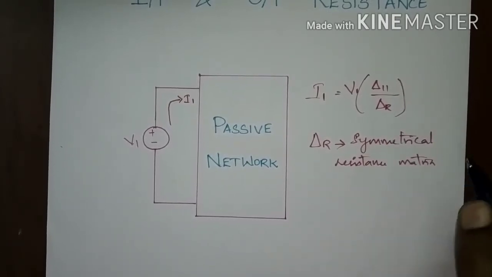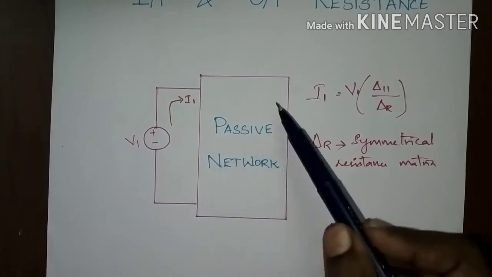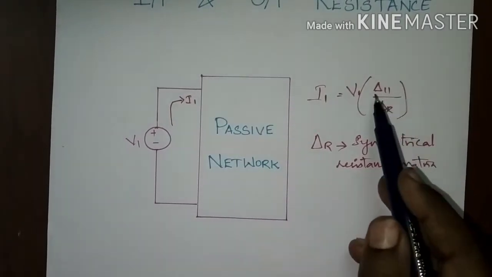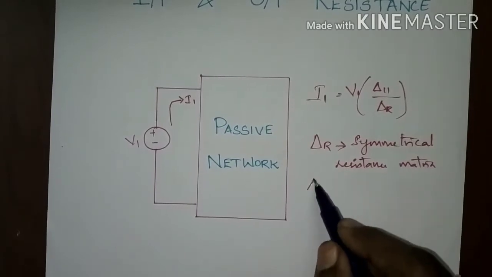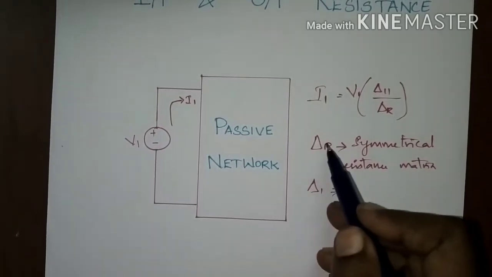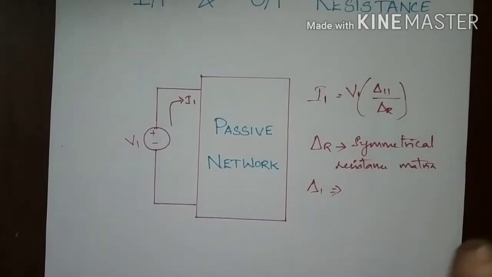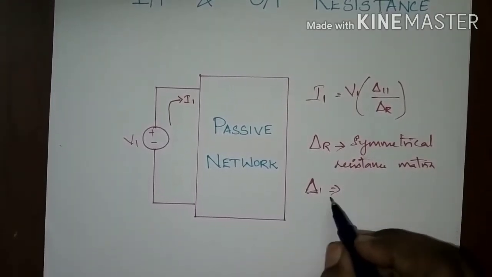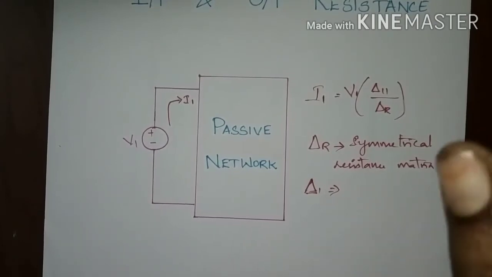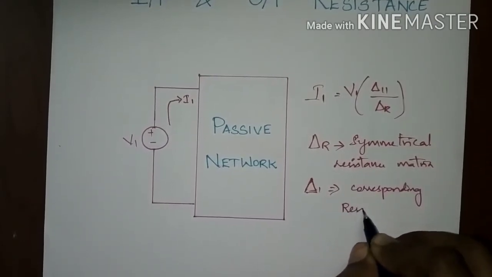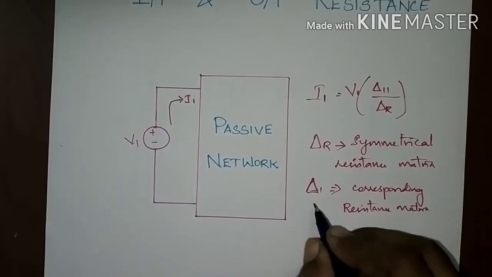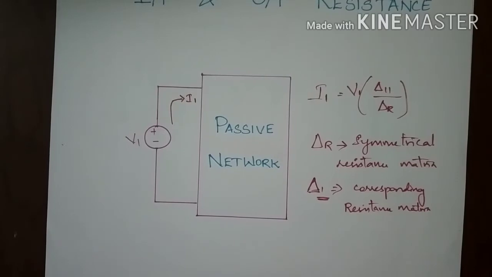This symmetrical resistance matrix is formed by the branches of resistance which have been connected in this network. But del 1 can be given by removing the first column of the symmetrical resistance matrix and replacing it with the voltage source. This is a resistance matrix of the particular first mesh, the corresponding resistance matrix of this node.